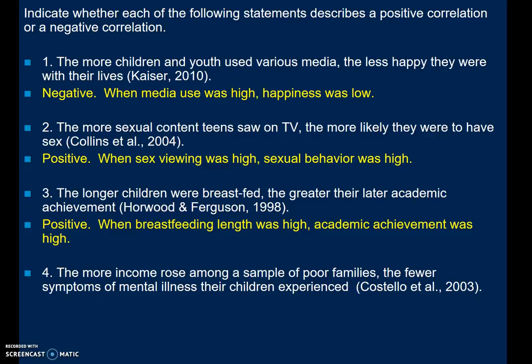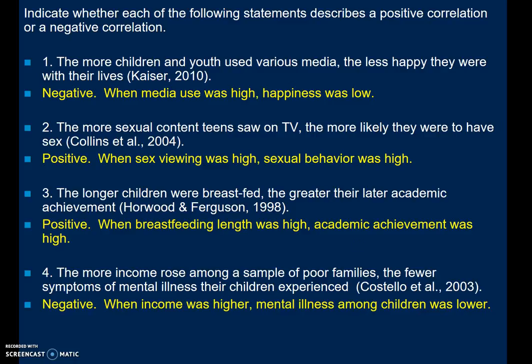The more income rose among a sample of poor families, the fewer symptoms of mental illness their children experienced. So higher income, for example, is correlated with fewer symptoms. One's high, one's low. That means this is a negative correlation. When income was higher, mental illness among children was lower. And it would go without saying that among families who had lower income, mental illness was higher. Either way, both variables are opposites of each other in terms of their value. When one's high, the other one's low. That makes it a negative correlation.